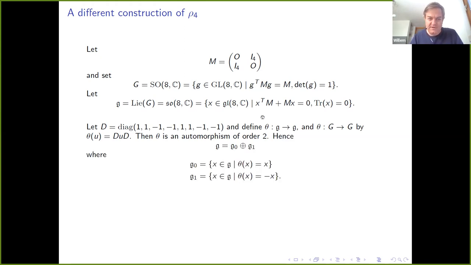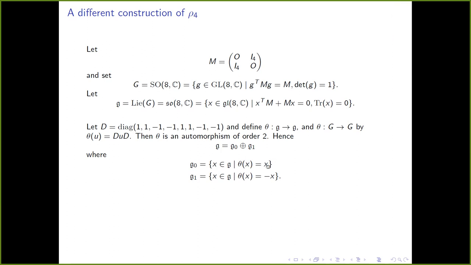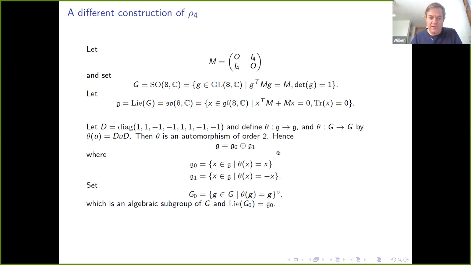Okay, fine. So since it's an automorphism of order 2, I can divide the Lie algebra into eigenspaces of eigenvalue 1 and eigenvalue minus 1. The subspace corresponding to eigenvalue 1 is a subalgebra, and the other space is just a subspace. And we can do something similar with the G, where we just consider the group of fixed points of the automorphism, and we take its identity component. Then this G naught is an algebraic subgroup of the big group G, and the Lie algebra of the G naught is the little g naught.